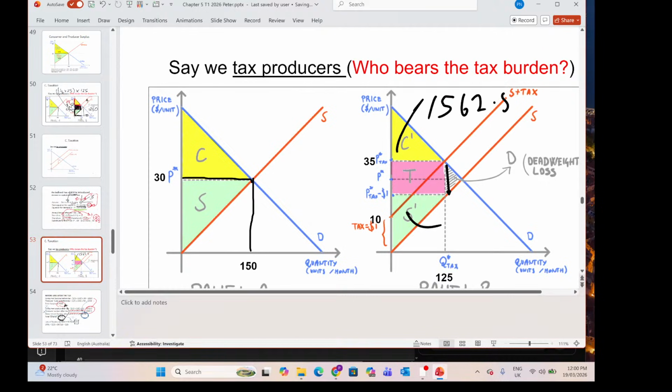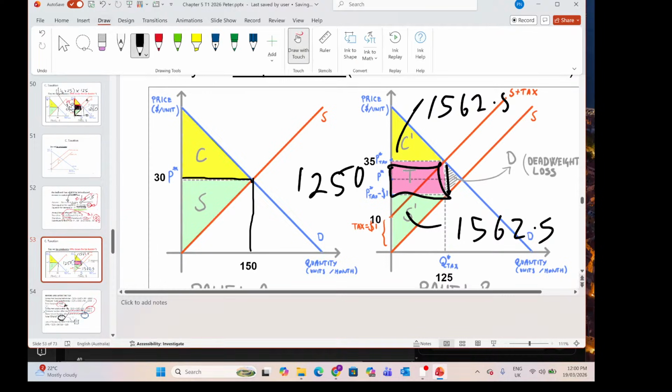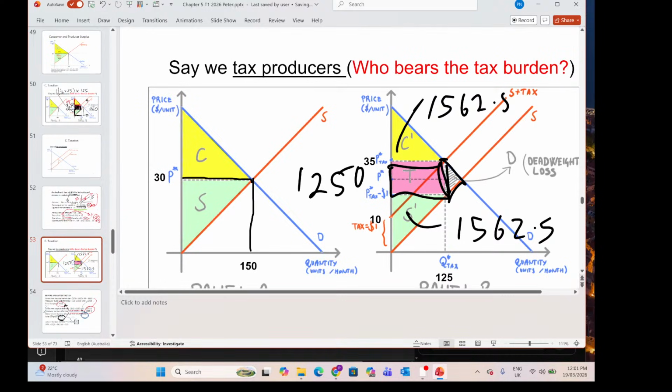We know that this is 1562.5. We know that this one here is 1250. But what we're really concerned about is the dead weight loss. That's where we're really concerned in here. And if you think about this dead weight loss, we know that it's 125 because that's the change in the surplus. But we can also measure it as the area of the triangle.